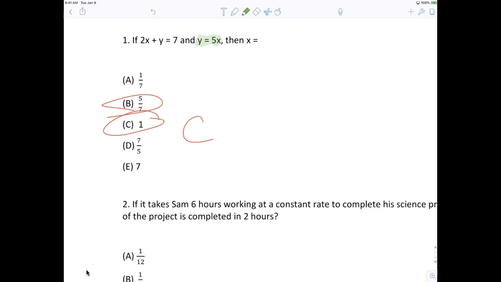Does everybody see this y right here? What could I put there? 5x. Now let's write that down. 2x plus 5x equals 7. Do I agree with that? Now I'm sure everybody knows what 2x plus 5x is. That's 7x, right? So x is equal to what? 1. Very nice work. For those of you who saw that, that's a really good job.